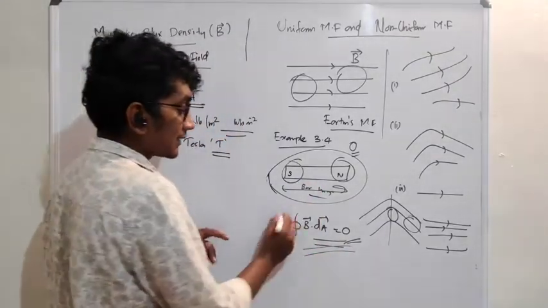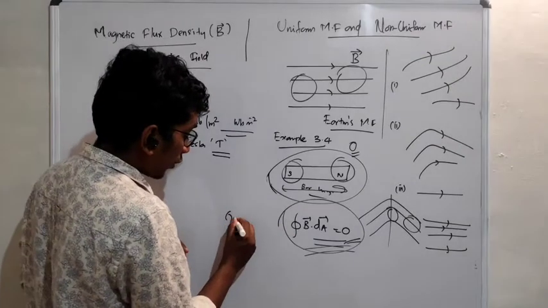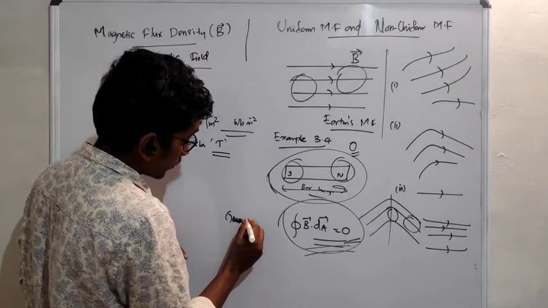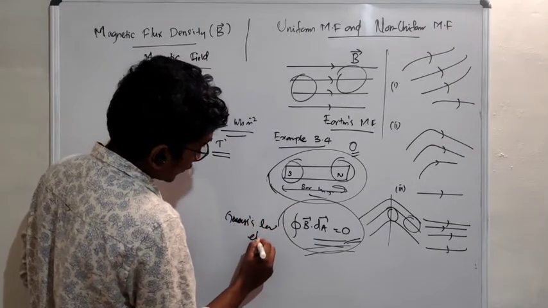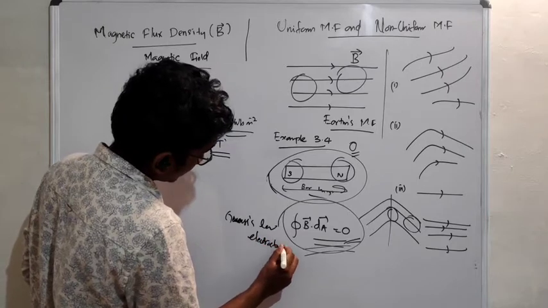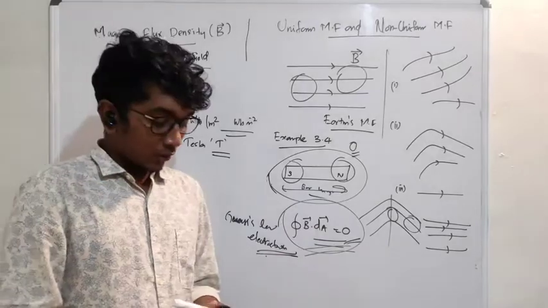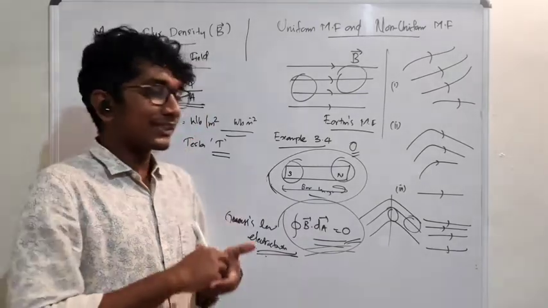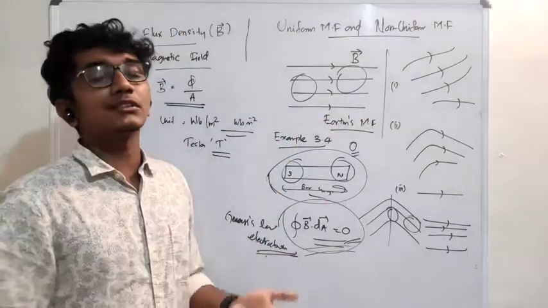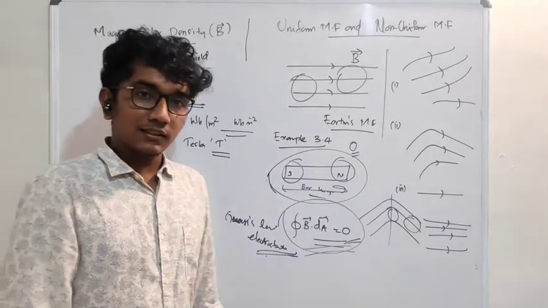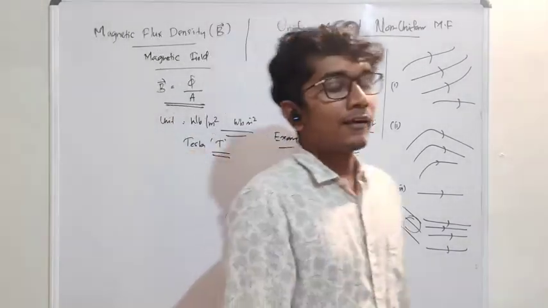This seems like Gauss's law in electrostatics. Yeah, it seems similar to Gauss's law in electrostatics, because if the net charge inside the Gaussian surface is equal to 0, then the flux will be equal to 0.